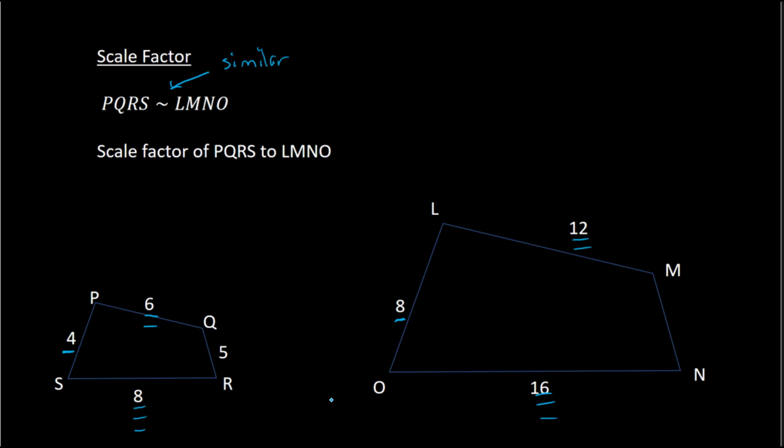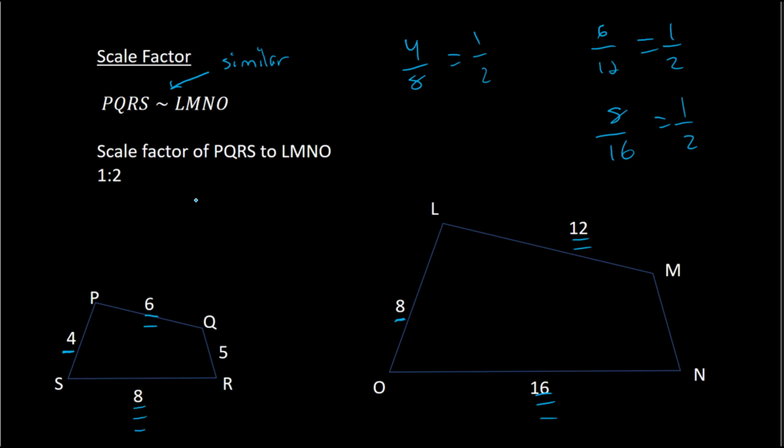If I pick any pair of corresponding sides, the ratio will be the same. Right? If I do 4 to 8, 4 over 8 is equal to 1 over 2. If I do 6 to 12, that also is 1 over 2. 8 over 16, again, is 1 over 2. So the ratio is called the scale factor, and the scale factor is 1 over 2, or we can write that as 1 to 2.